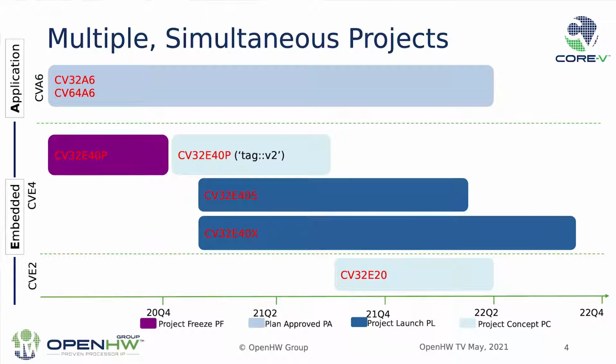This slide is intended to basically show that we are working on multiple projects at the same time. These are the cores that are in active development here at the OpenHW Group. We've got our 6-stage application class cores, multiple variants of 4-stage embedded cores, and coming up later this year, a 2-stage embedded class core. All of these either are or will be verified within the core-v-verif GitHub project.